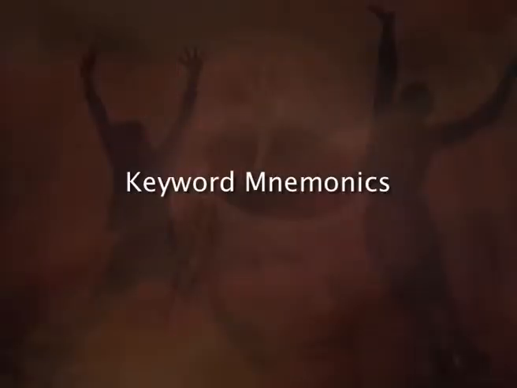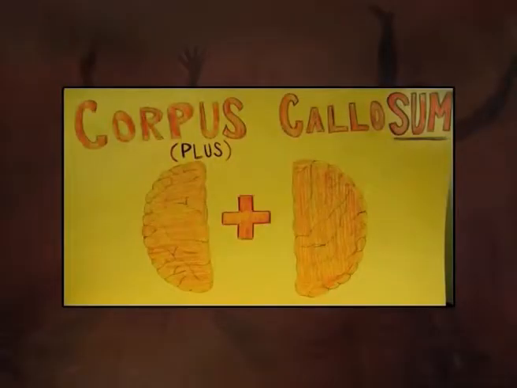And keyword mnemonics are aids to help students learn new vocabulary words. Actually, keyword mnemonics was initially used for foreign students, thinking that it would be helpful for them to learn new information, because if they move from one country to another, then it would be difficult for them to learn new words. So if you look at this example, corpus callosum, there are two words, corpus callosum.